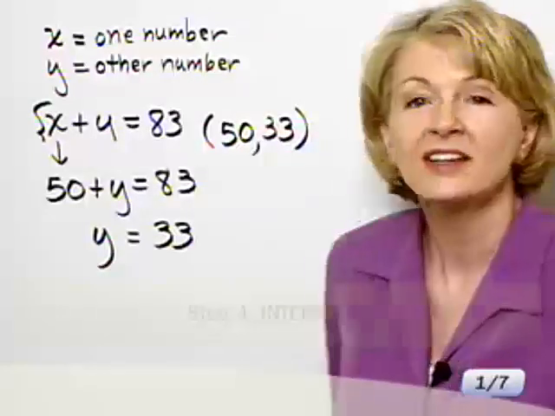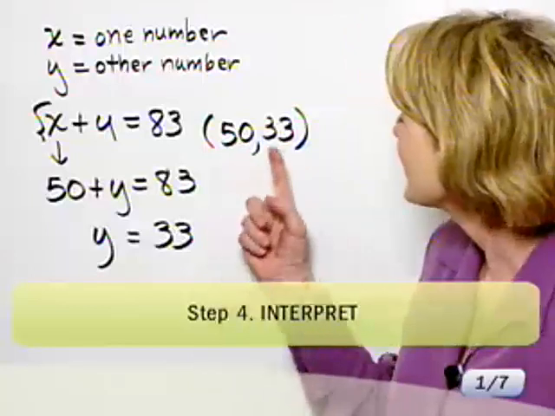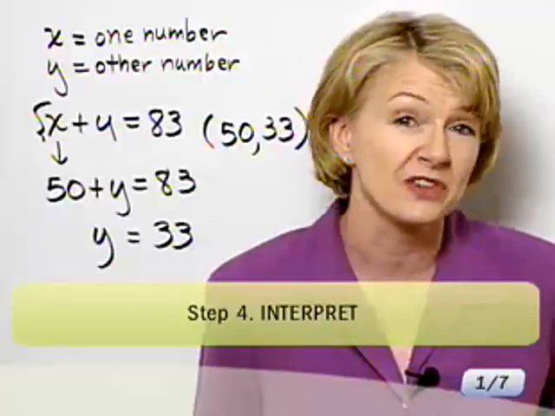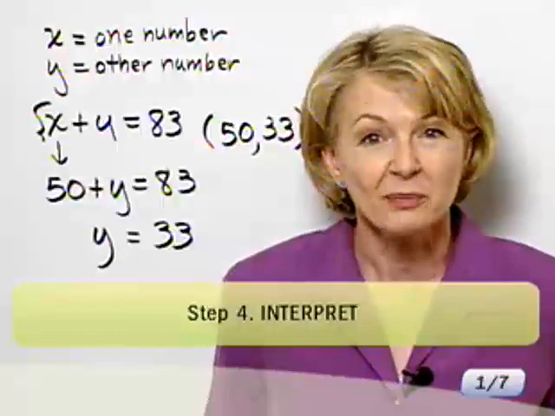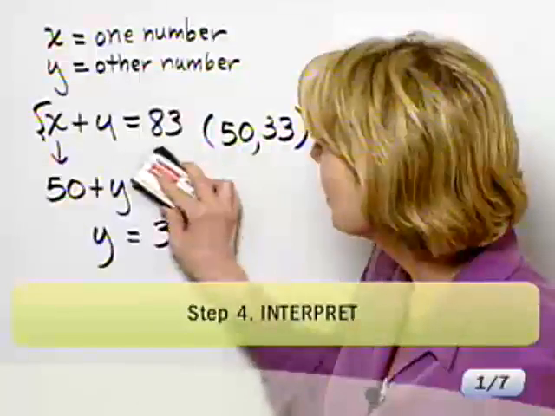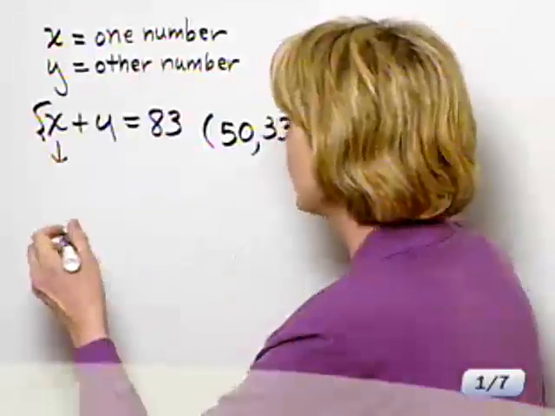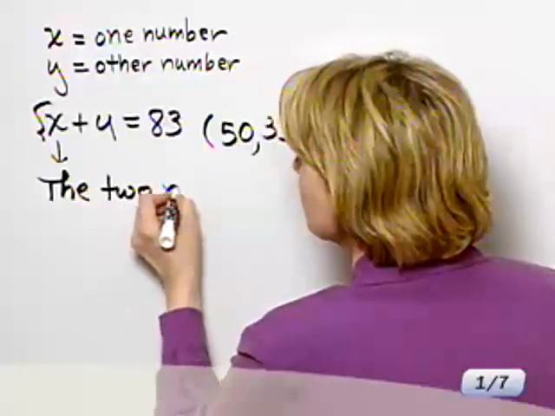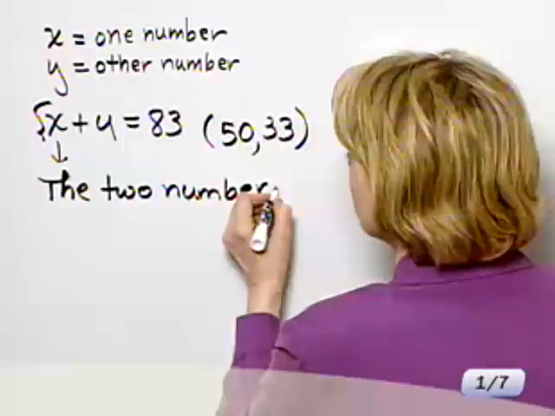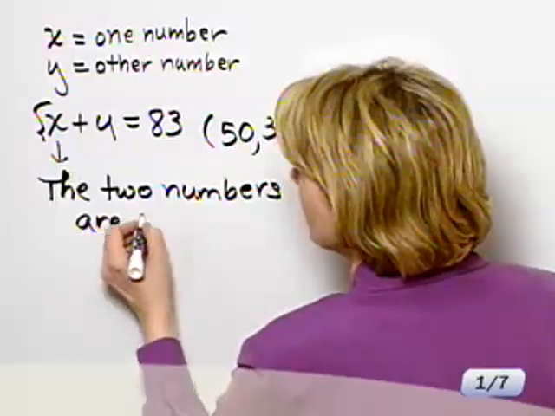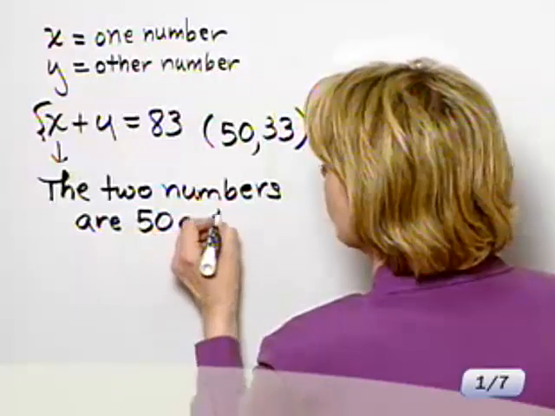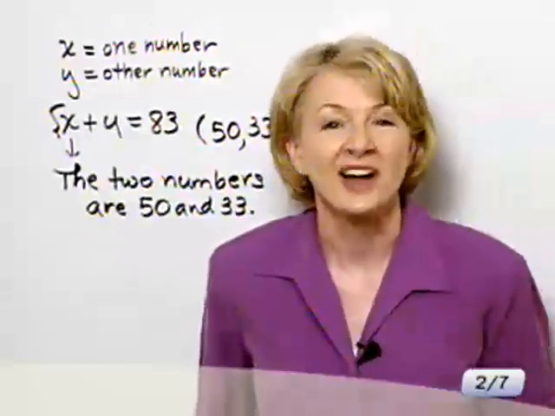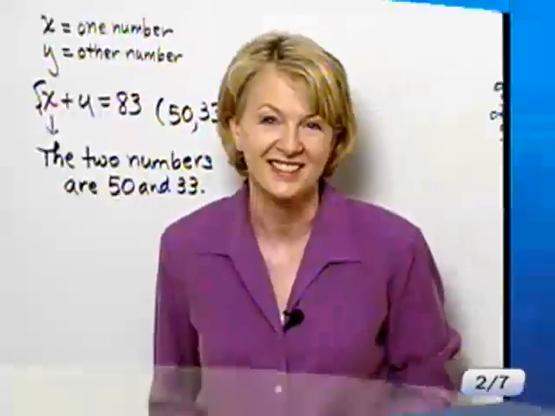So interpret, check. Now how can you check? Find the sum of these two numbers, make sure the sum is 83. Find the difference of the two numbers, make sure the difference is 17. It will be. So to interpret, then we'll also state our results, and our results are that the two numbers are 50 and 33. There we go. Let's now try another application.